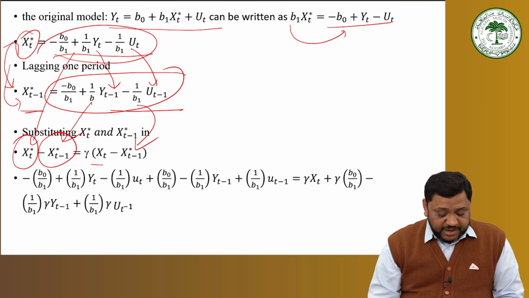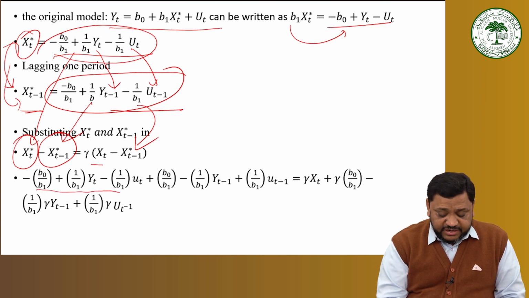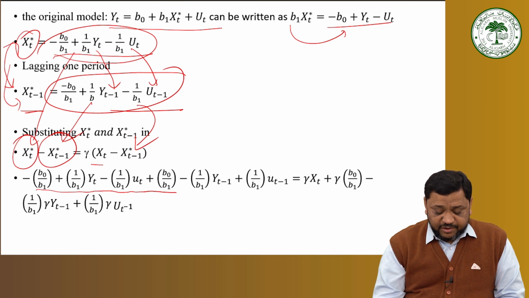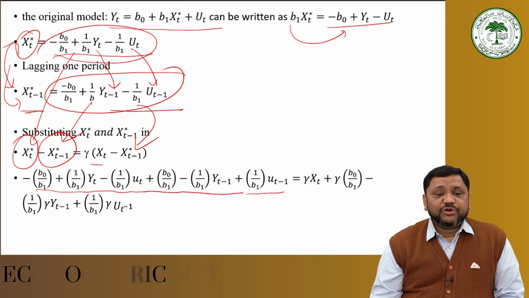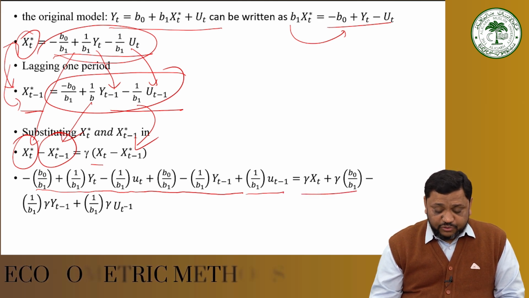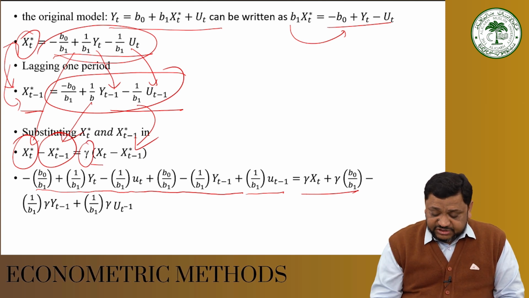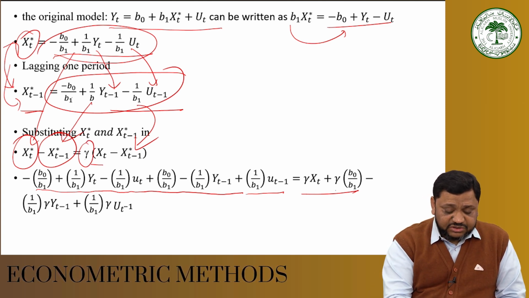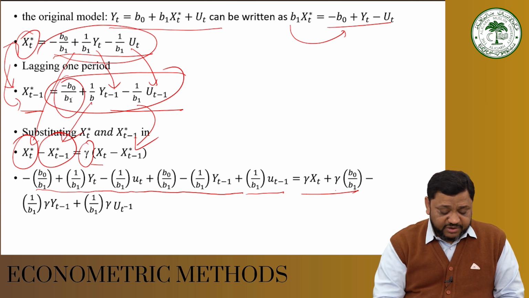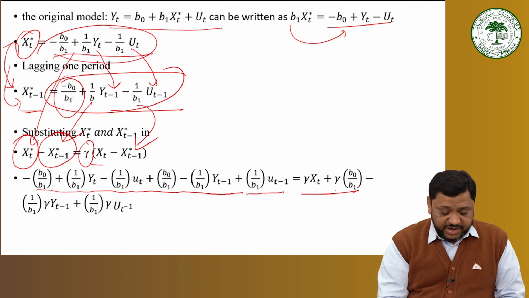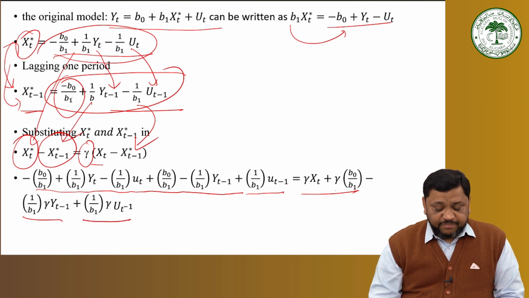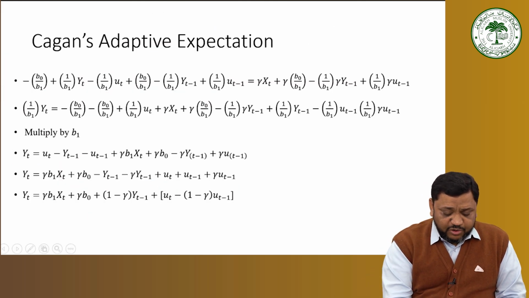So now what we get, again x_t is as it is, and for x_{t-1}* we insert the values: minus b naught by b1 plus 1 by b1 y_t minus u_t by b1 plus b naught by b1 minus y_{t-1} by b1 plus u_{t-1} by b1 is equal to, now we are multiplying with gamma, so we have gamma x_t minus gamma times minus b naught by b1 plus 1 by b1 y_{t-1} minus 1 by b1 u_{t-1}. This is the derivation which we get upon further manipulation.